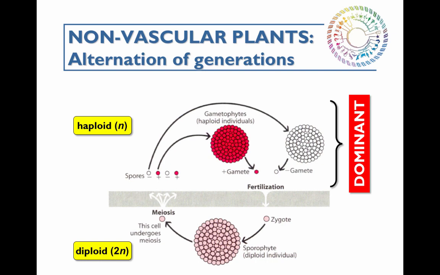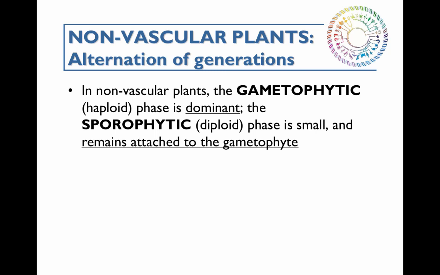So that's a very important point to understand if you're going to realize the life cycle of non-vascular plants. So let me reword that in a very clear way. In the non-vascular plants, it is the gametophytic or the haploid phase that is dominant. The sporophytic or the diploid phase is much smaller. And I'd like to emphasize that the sporophyte actually remains attached to the gametophyte. There's a physical connection between the sporophyte and the gametophyte.